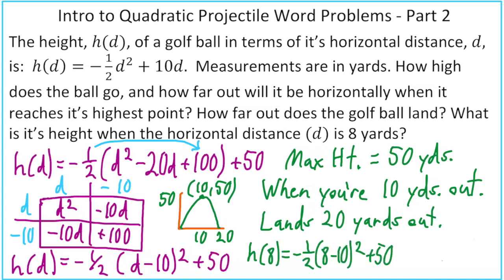So we put that into our vertex form, and then you can start working it out in your head. 8 minus 10 is -2, 2 squared is 4, and then I know half of 4 is 2, and that's a negative half. So that would give me -2 plus 50. And since this is a word problem, we want to give our answer with units, even if we're running out of space. So our final answer here is 48 yards. So that will conclude part 2 of our Intro to Quadratic Projectile Word Problems.